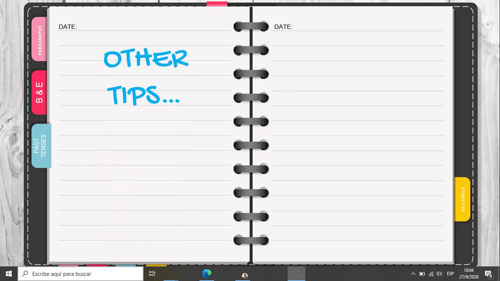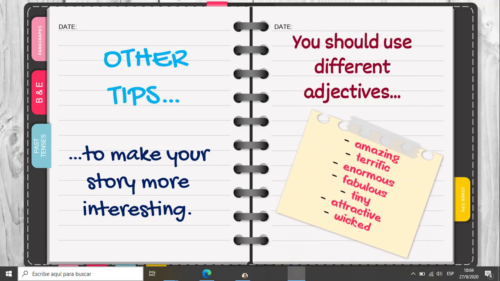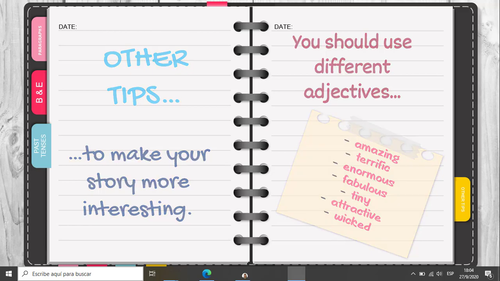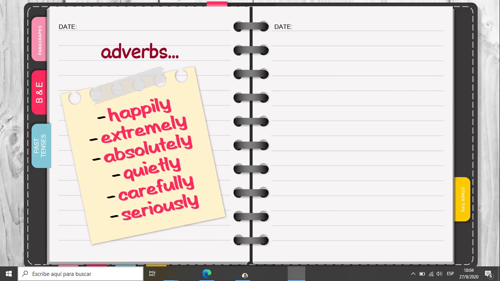Let's see other tips. Some tips that will make your story more interesting. First, you should use different adjectives. Here are some: amazing, terrific, enormous, fabulous, tiny, attractive, wicked. You can also use others: happily, extremely, absolutely, quietly, carefully, seriously.